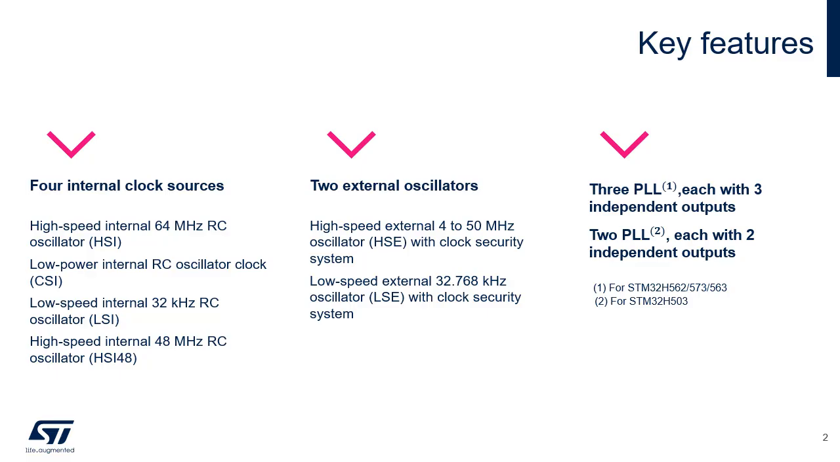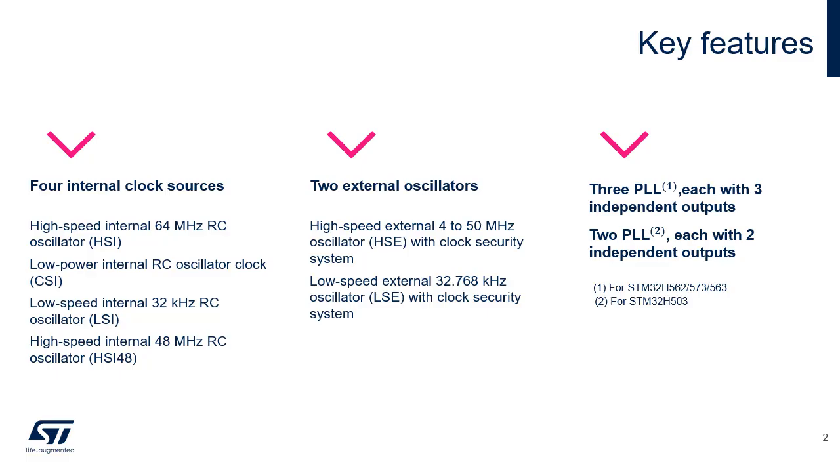Regarding the phase-locked loops, or PLLs, the STM32H56X and STM32H57X integrate 3 PLLs, while the STM32H503 only integrates 2 PLLs. Many peripherals have their own clock, independent of the system clock. The RCC also manages the various resets present in the device.